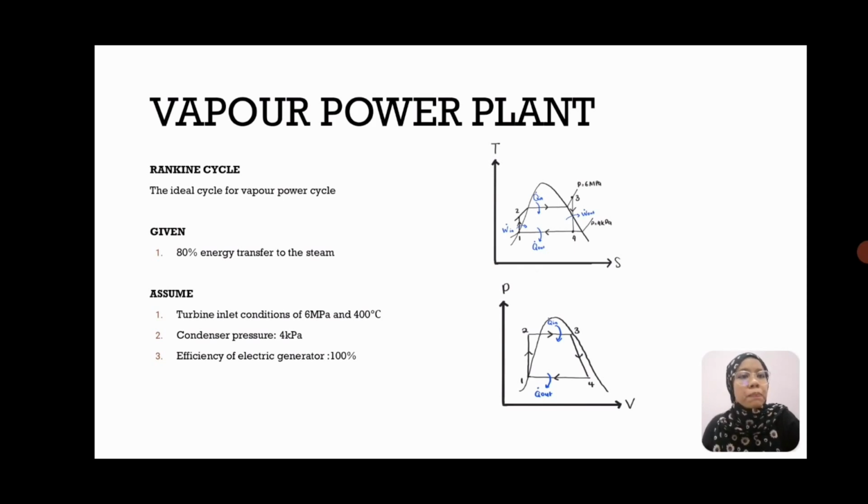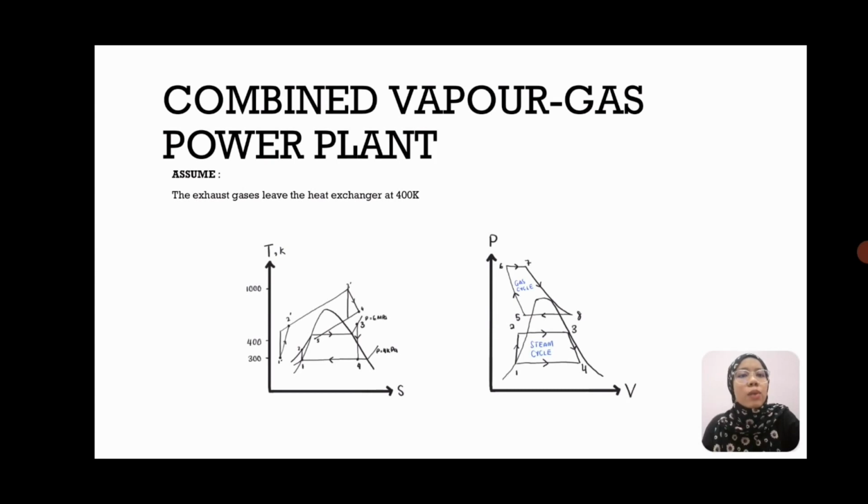In this slide, we see the TS diagram and the PV diagram for the vapor power plant. Lastly, we have the combination of vapor and gas power plant. In this power plant, we assume that the exhaust gases leave the heat exchanger at 400 Kelvin. The other data we got from the gas and the vapor power plants. This is the TS diagram and the PV diagram for the combined vapor gas power plant. Now I'm going to pass to my friend Kamal.